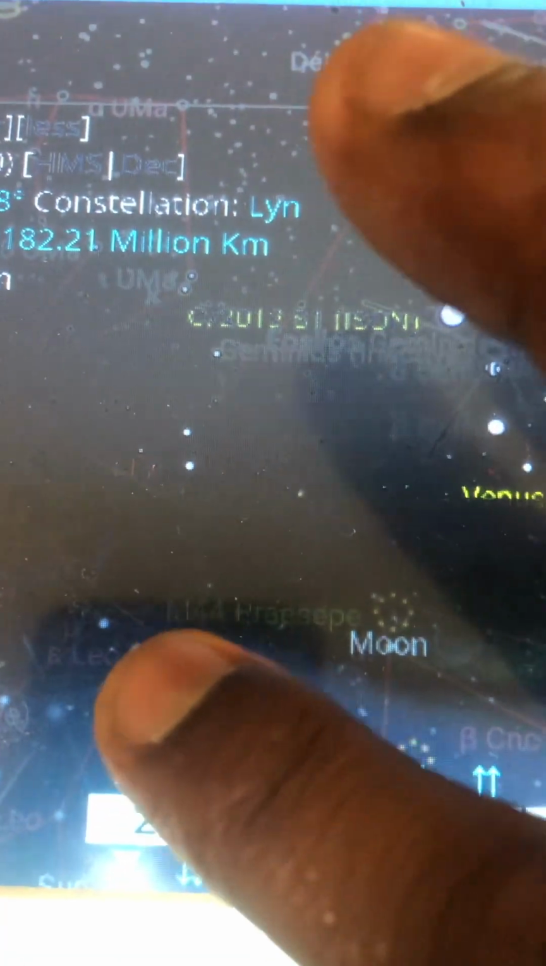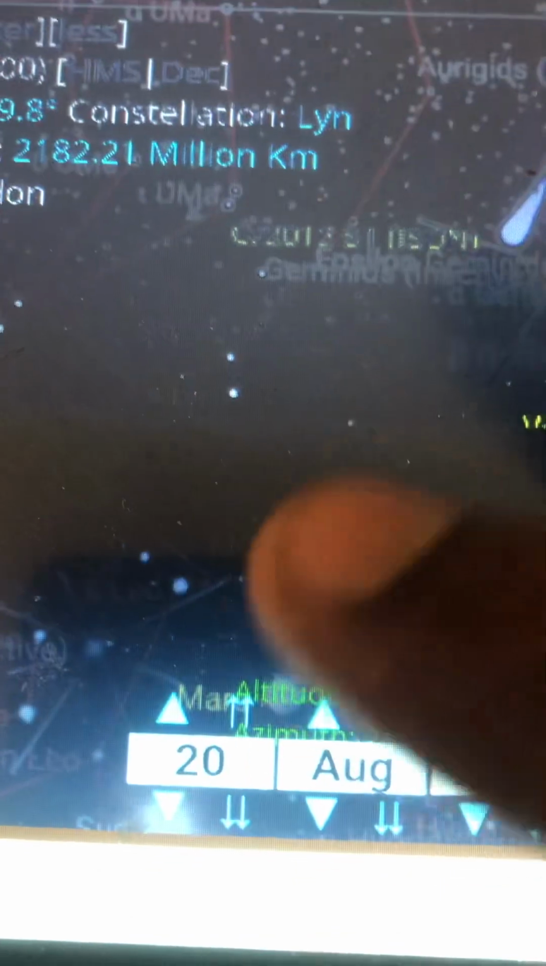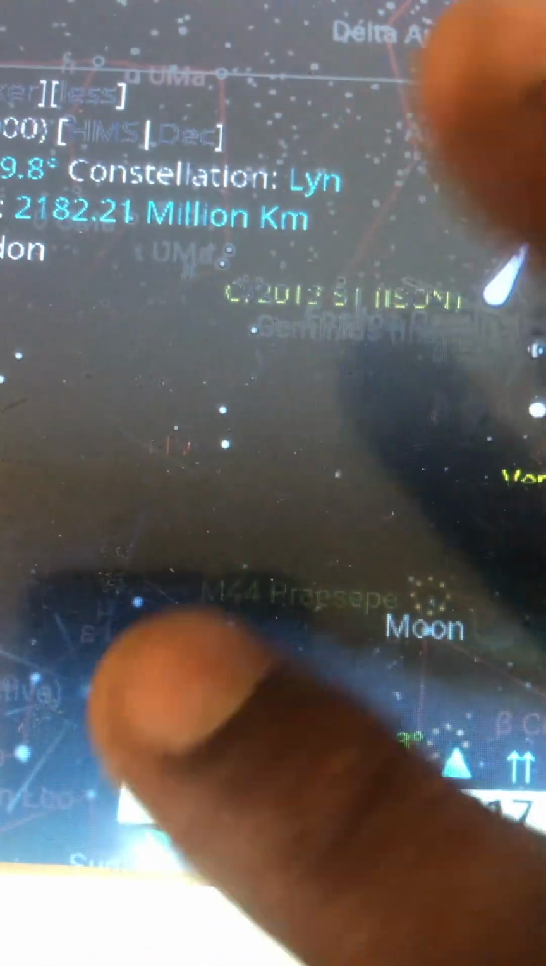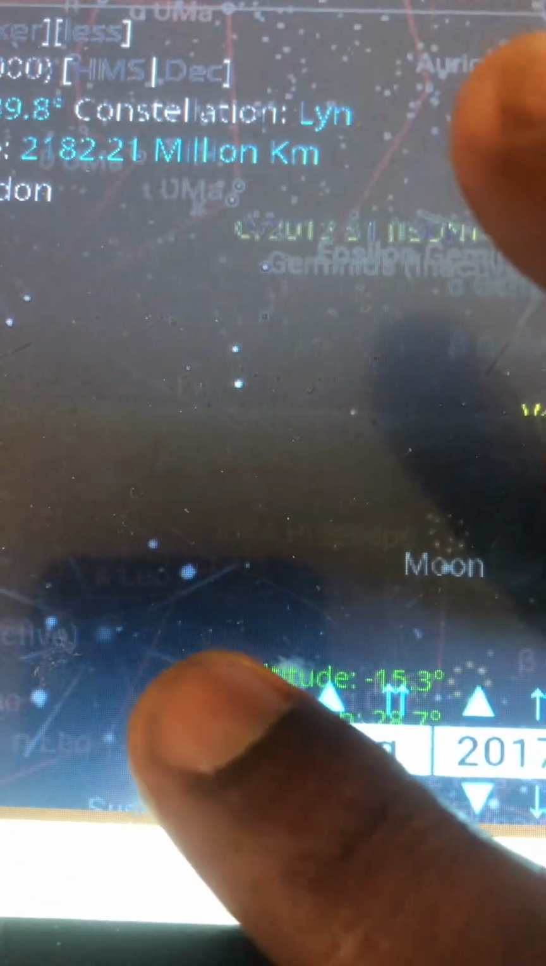This is the day before the eclipse. The day before the eclipse. And then once you go back up to August 21st. Let's see if I go back up to August 21st.